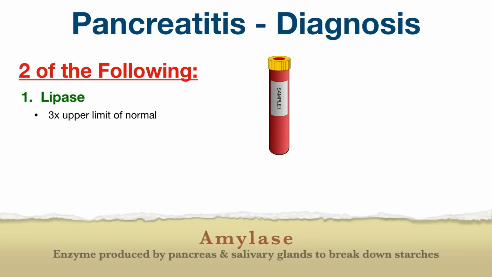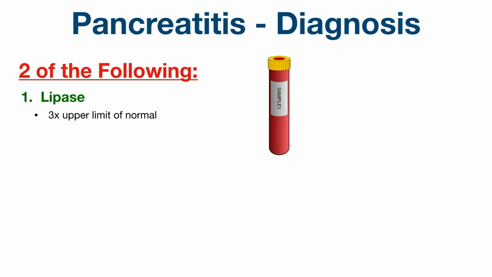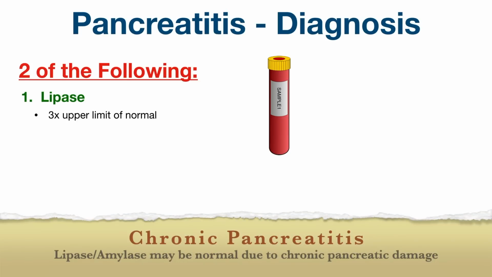test. Lipase has largely replaced amylase as the blood test of choice, especially with acute pancreatitis. In acute pancreatitis, the lipase is typically at least 3 times the upper limit of normal. In chronic pancreatitis, the lipase and amylase may be normal because of the chronic damage and fibrosis to the pancreas.